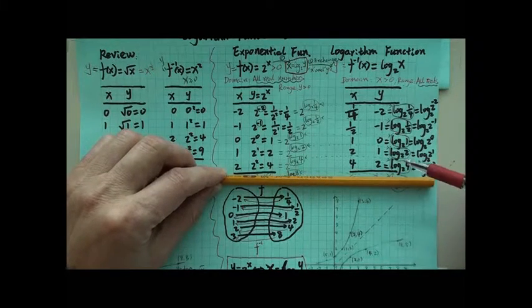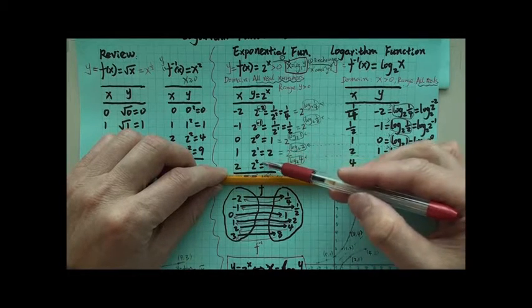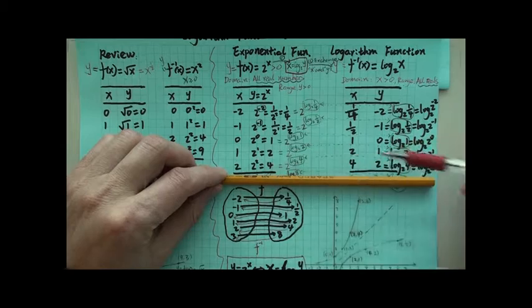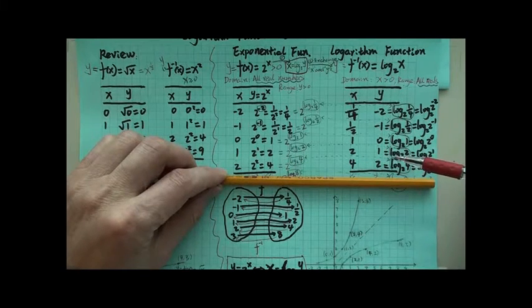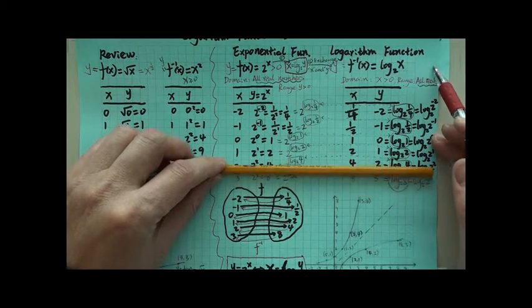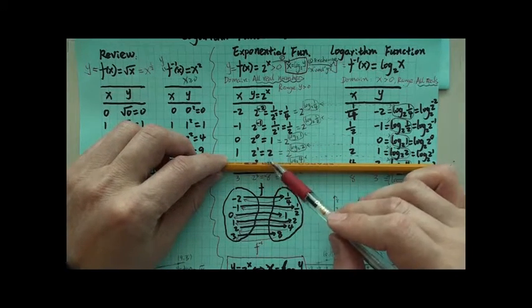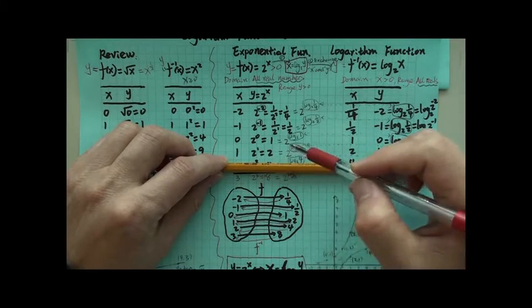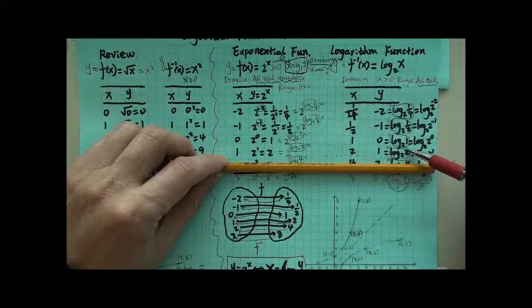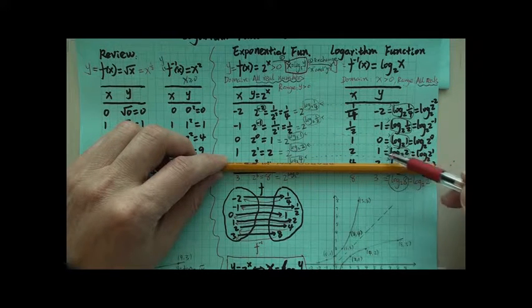So for the logarithm function, we will write log base 2, we use this base 2 of 4, and we end up with the exponent, this 2. Okay. Here is 2 to the first, which is 2. And then we do the same thing. This is the base. So we do log base 2. That would be the exponent, which is 1. So log base 2 of 2 is 1.